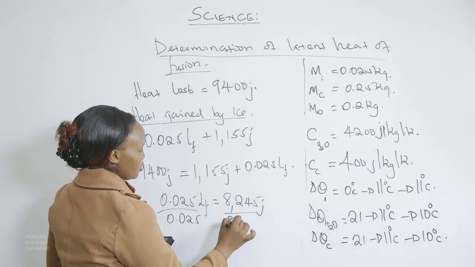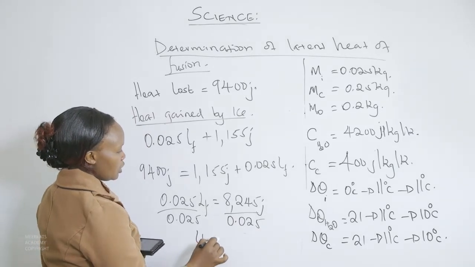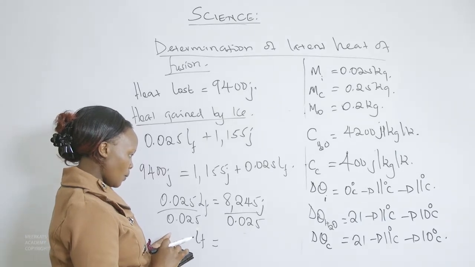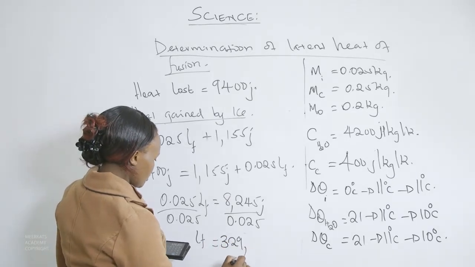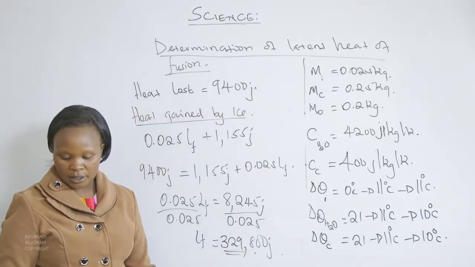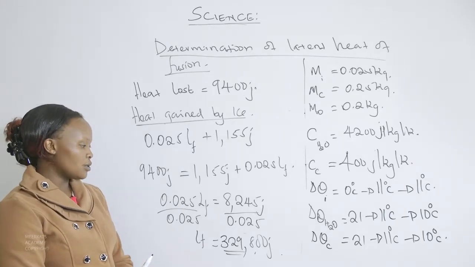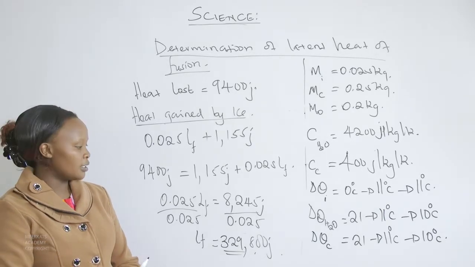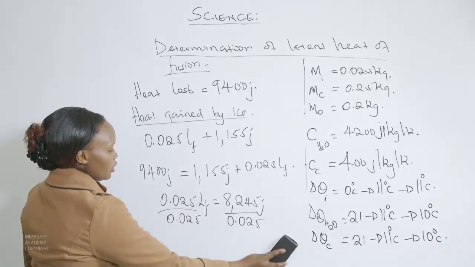Then we can divide out by 0.025, so that now the latent heat of fusion of ice is 329,800 joules per kilogram. That is our latent heat of fusion of ice. We could look at another example.